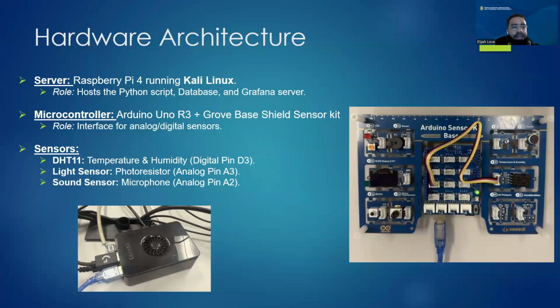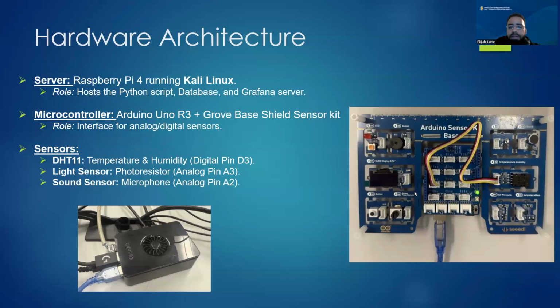So like I said, I have a Raspberry Pi 4 running Kali Linux that's acting as the server. It hosts the Python script, the database, and even the Grafana server as well. And then the Arduino sensor kit, obviously, has the microcontroller, and its role is the interface for the actual sensors, the bridge of analog and digital signals.